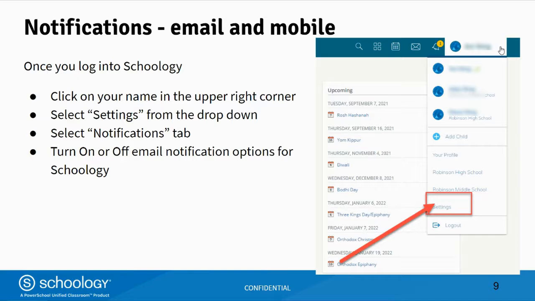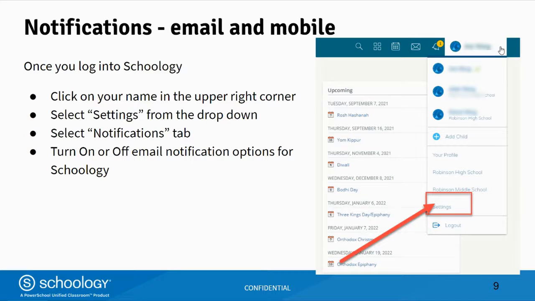Notifications, email or mobile notifications. Again, from that same menu that I just spoke about previously, if you click on your name and that pop-out or drop-down menu opens, scroll down to where it says settings and click. You will then come to a new screen that has 3 tabs. One of the tabs will say notifications.